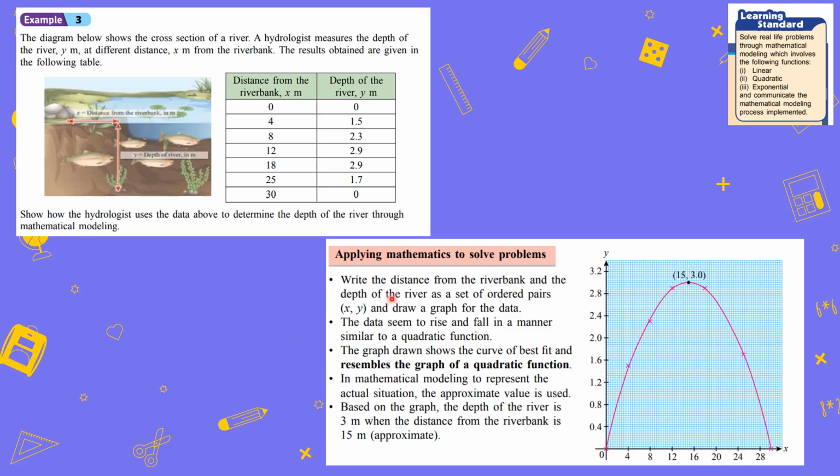Okay, next component, to apply mathematics to solve the problems. So we write the distance from the riverbank and the depth of the river as a set of ordered pairs and draw a graph for the data. If you can see here, we got the graph of a quadratic. That means this involves a quadratic function. In mathematical modeling, to represent the actual situation, the approximate value is used. Based on the graph, the depth of the river is 3 meters when the distance from the riverbank is 15 meters. So this is the deepest of the river.